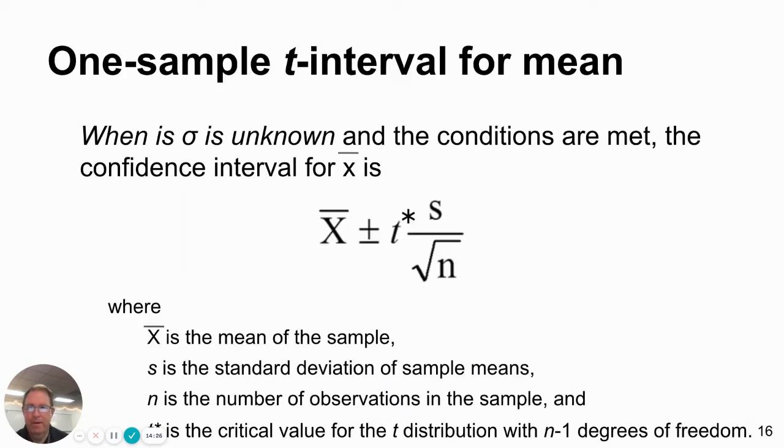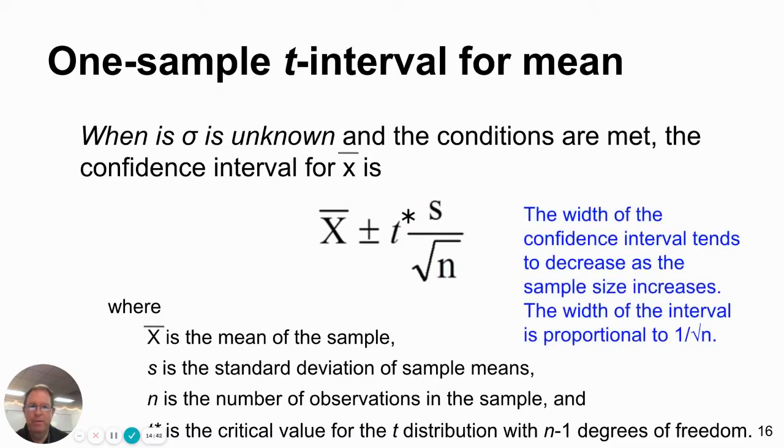And finally, here's our formula for the one sample T interval. When sigma is unknown and the conditions are met, our confidence interval for X bar is given by this formula. And I've already talked about that. The width of the confidence interval tends to decrease as the sample size increases, because you see that square root of n is in the denominator.